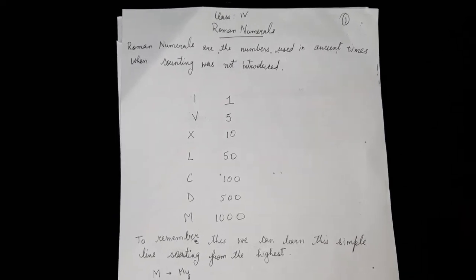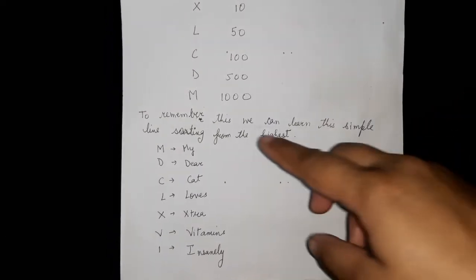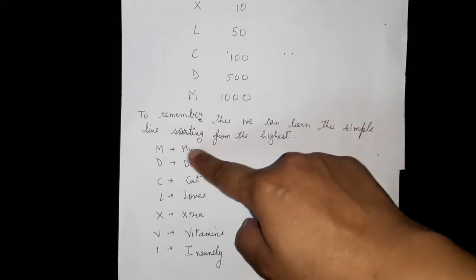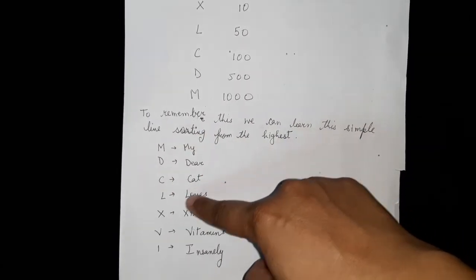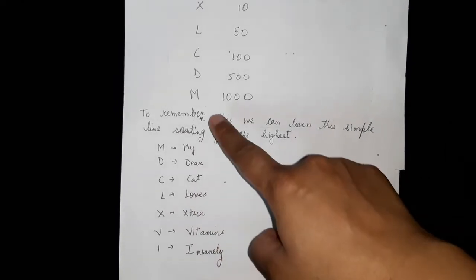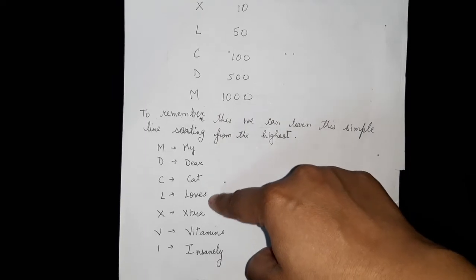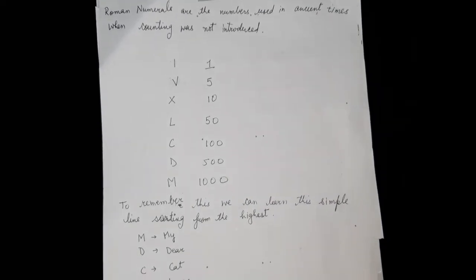The question is this. So to remember this, we can learn a simple line starting from the highest. M for my, D for dear, C for cat, L for loves, X for extra, V for vitamins, I for insanely. My dear cat loves extra vitamins insanely. So M D C L X V I.